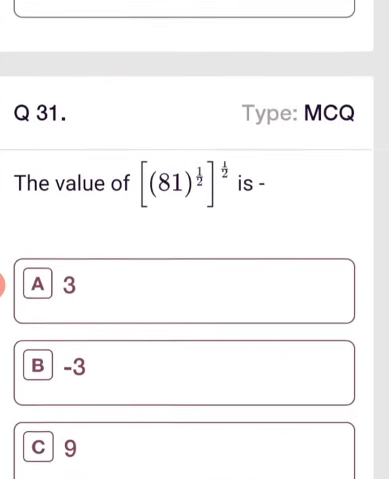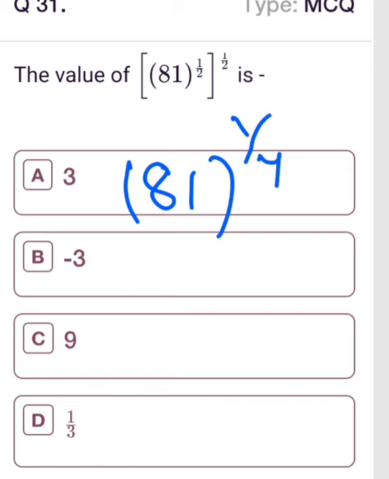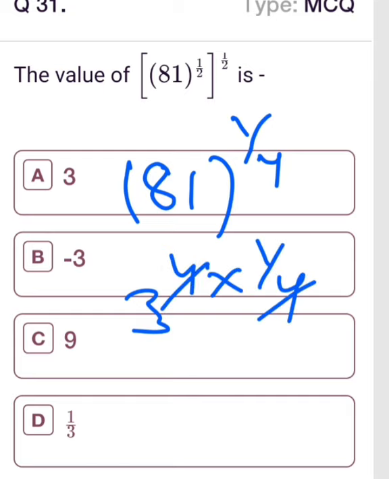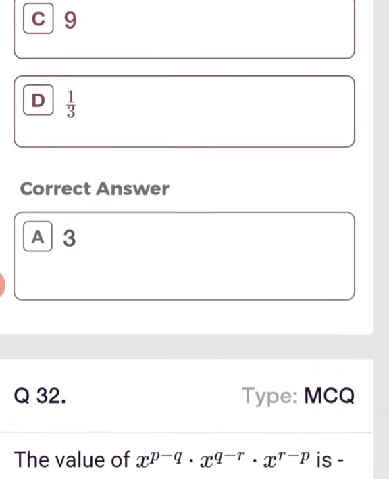Question number 31. See here. This is 81 power 1 by 4. 1 by 2 and 1 by 2, 1 by 4. What can I write? 81 is 3 power 4 into 1 by 4. 4 to 4 cut. This is 3 power 1. 3 power 1 is what? 3. So A is your answer. Come on, the next.